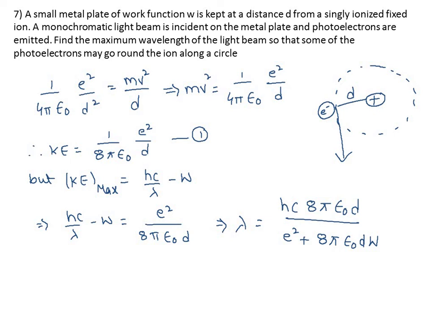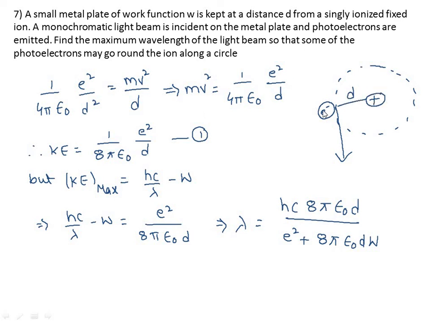A small metal plate of work function W is kept at a distance d from a singly ionized fixed ion. A monochromatic light beam is incident on the metal plate and photoelectrons are emitted. Find the maximum wavelength of the light beam so that some of the photoelectrons may go round the ion along a circle. So a metal plate of work function W is kept at a distance d from the singly ionized ion. You can see here, this is the fixed ion.